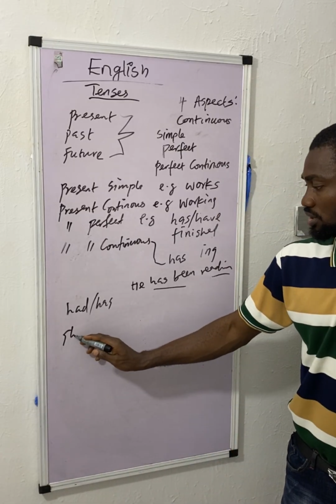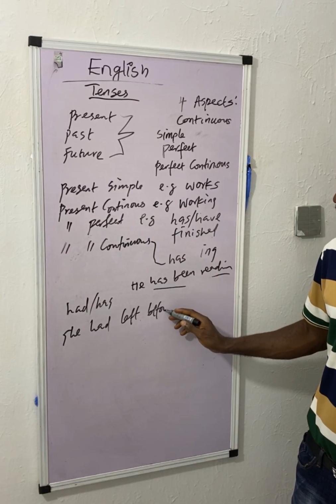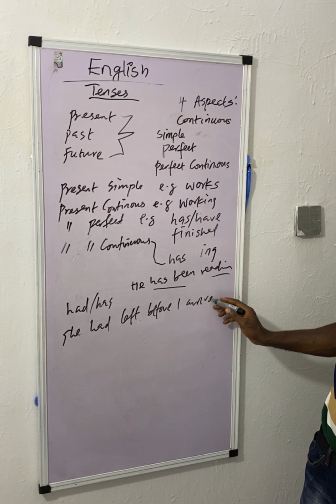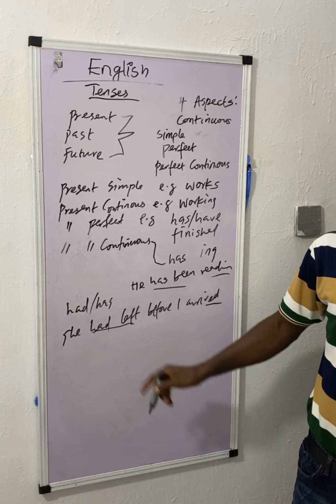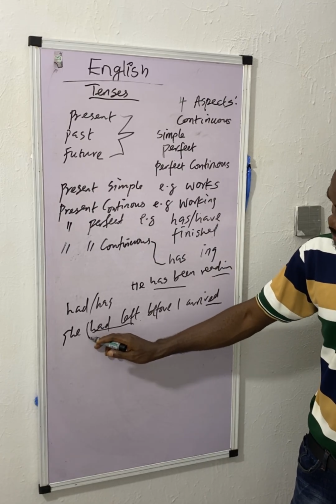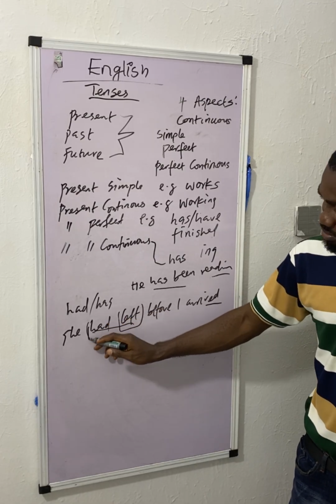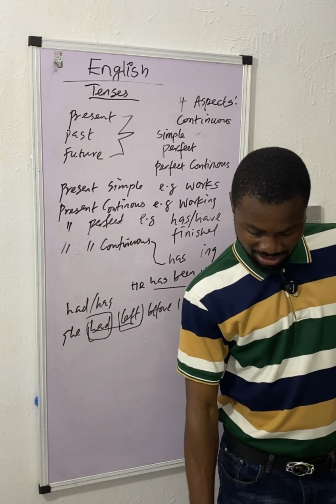She had left. She had left before I arrived. Arrived is a participle ending in ed. All right. Had left is a what? Is a past perfect tense. All right. Past. Had... left is past. Had makes it what? Perfect. All right. Beautiful. Let's look at the next.